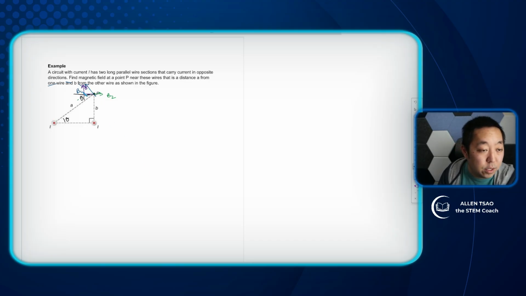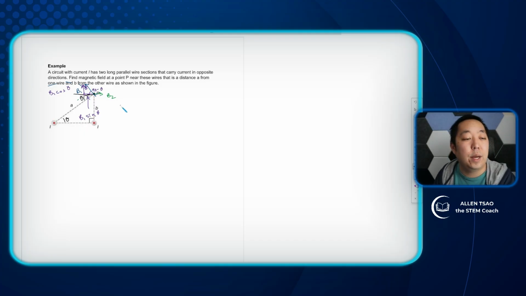So then this one is going to be B1 cosine theta. This one here is going to be B1 sine theta. Okay, so just look at the theta here, alternate interior angles, and so then this side here is the theta, because this side here is going to be 90 minus theta, and then this is 90 minus that, because right triangle.